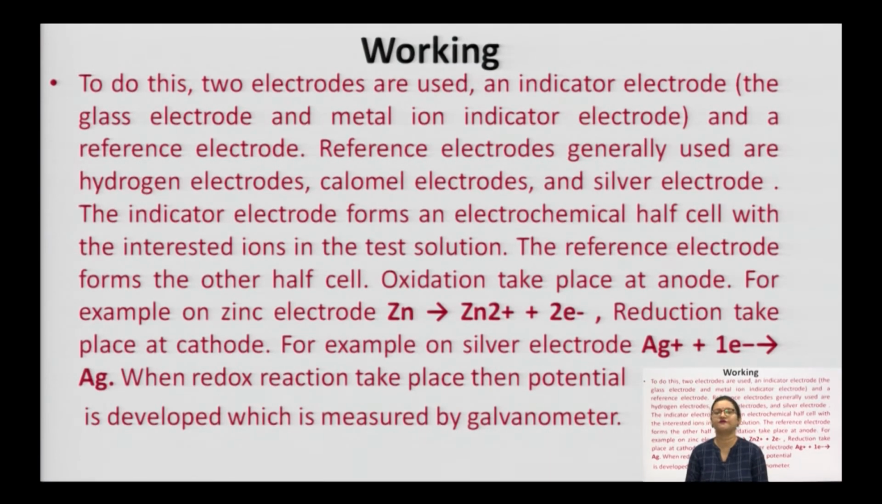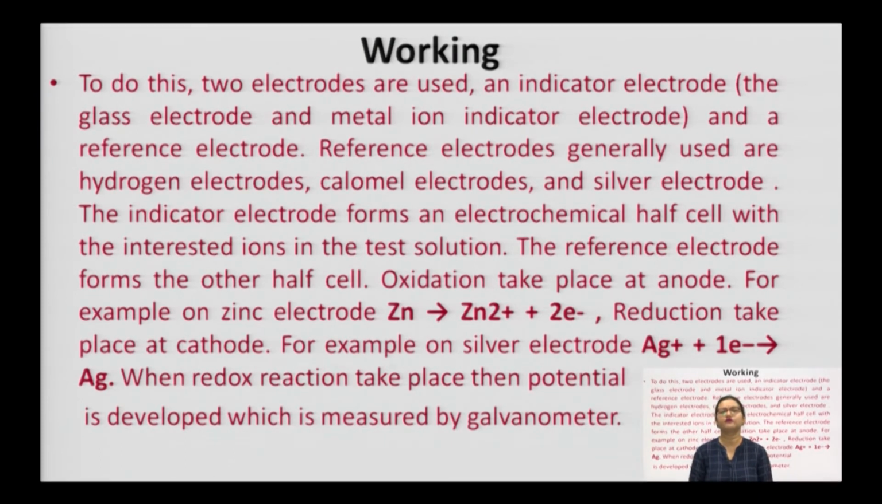Then comes the working of a potentiometer, in which we can determine the potential or voltage across the 2 electrodes, so that we can easily determine the concentration of analytes, which is our aim. To do this, indicator electrodes and reference electrodes are used. Indicator electrodes are of 2 types, as I told you earlier, glass electrode as well as metal ion electrode. Reference electrodes generally used are of 3 types: hydrogen electrode, calomel electrode and silver electrode.